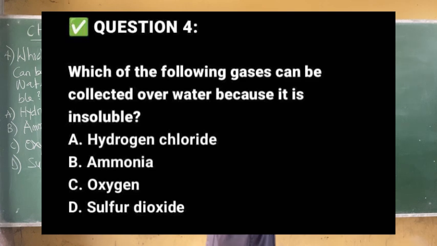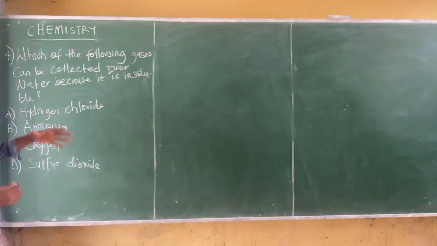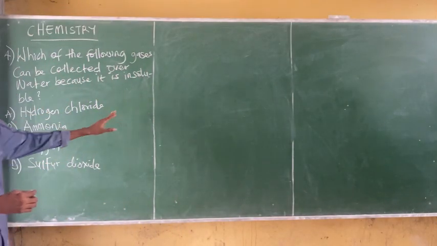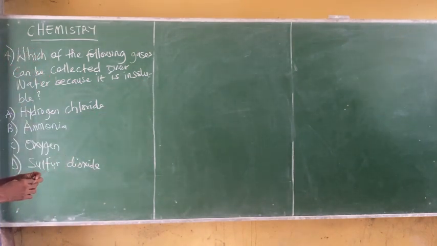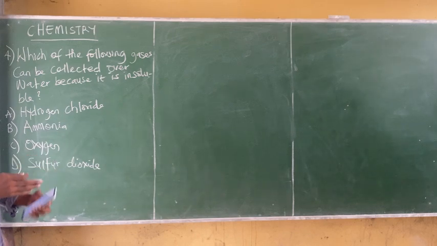Question 4 says, which of the following gases can be collected over water because it is insoluble? Option A, we have hydrogen chloride. Option B, we have ammonia. Option C, we have oxygen. And option D, we have sulfur dioxide. To collect gases over water, they must be insoluble or slightly soluble.